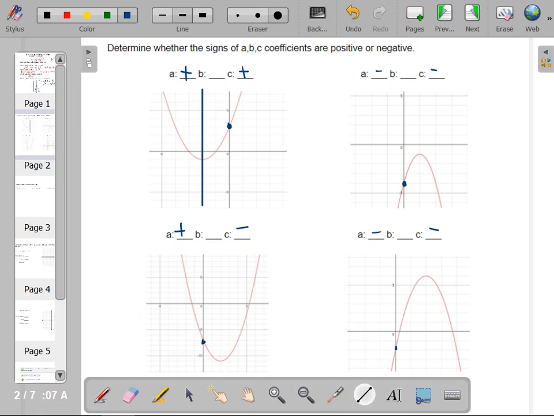So since this parabola went to the left, A and B have to be the same. A is positive, B is positive. Since this parabola's axis of symmetry is on the right, A and B have to be different. So since A is negative, B is positive. This one's also on the right, so A and B have to be different. Positive, negative. And the last one again, also on the right. Since it's on the right, A and B are opposites. A is negative, B is positive. So these are very similar, okay? That's just doing the coefficients.